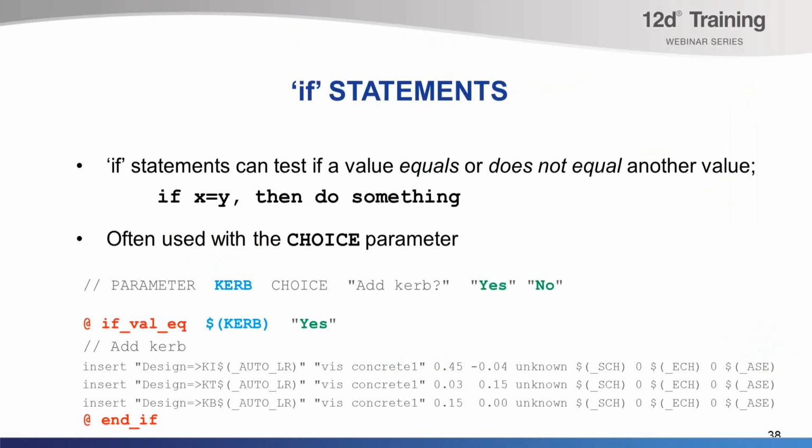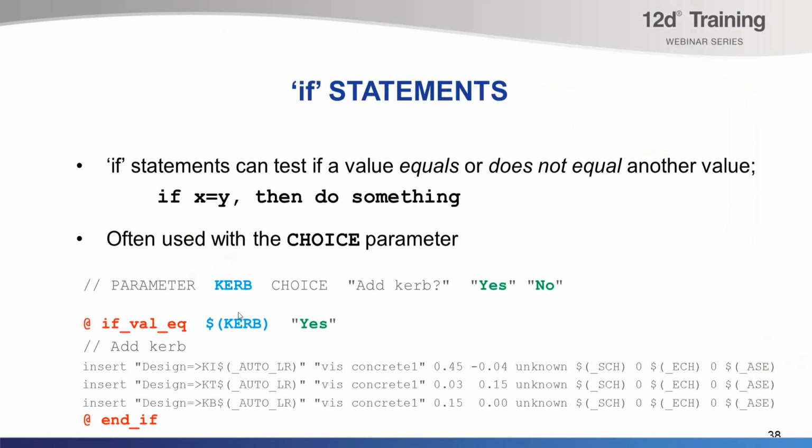So that's tokens. If statements. Now this is where you start to get a little bit programmy. Essentially an if statement can do a few different things. It can test whether one value equals another value, and if it's true, we can do something. Often you'll use this with the choice parameter. So you might be doing something simple like, do we want to add a curb, yes or no? If the value is yes, then we'll go and put our curb. If the value is no, then we'll actually ignore it.